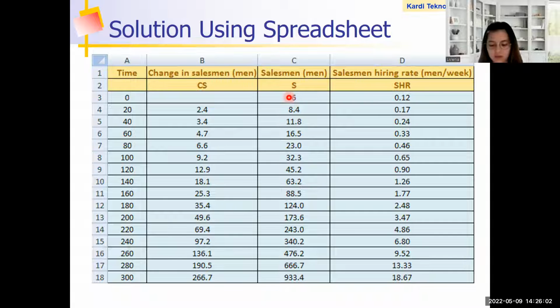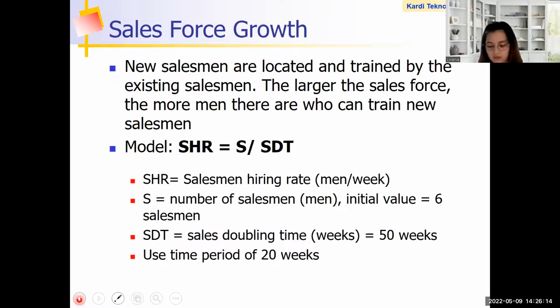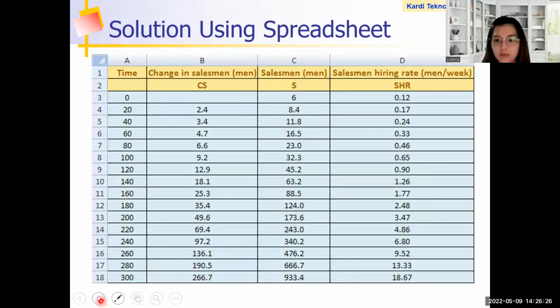Initially you have 6 in here, and then this is the rate. How do you calculate the rate? The rate is calculated using the equation that we created: R equals S divided by SDT. SDT is constant, so you keep that. If you know the constant SDT and you know the salesmen, you can get the salesman hiring rate. And then the change in salesmen you can calculate also.